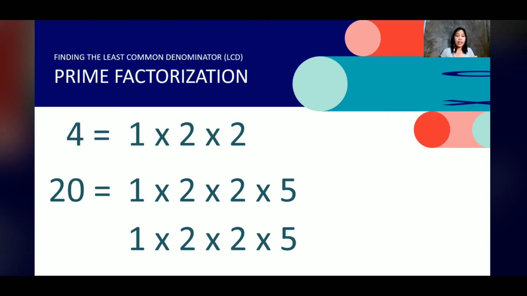1 because number 1 in 4 and 20 are the same, so they will be considered as 1. 2 because number 2 in 4 and 20 are the same. And another 2 in number 4 and 20 are the same. So they will be considered as 1 again. So 1 times 2 times 2 times 5 is equal to 20. Got it?